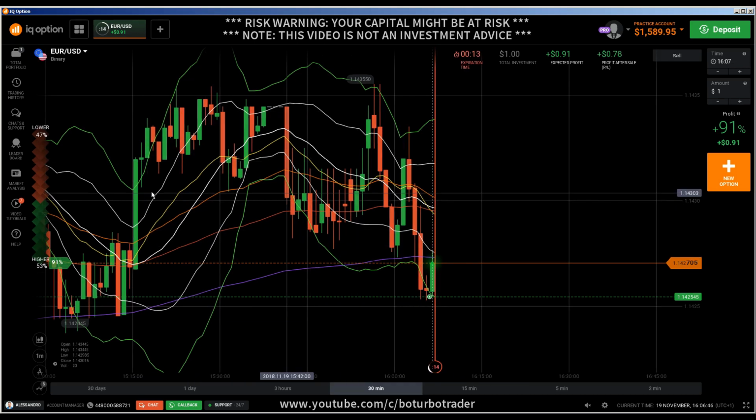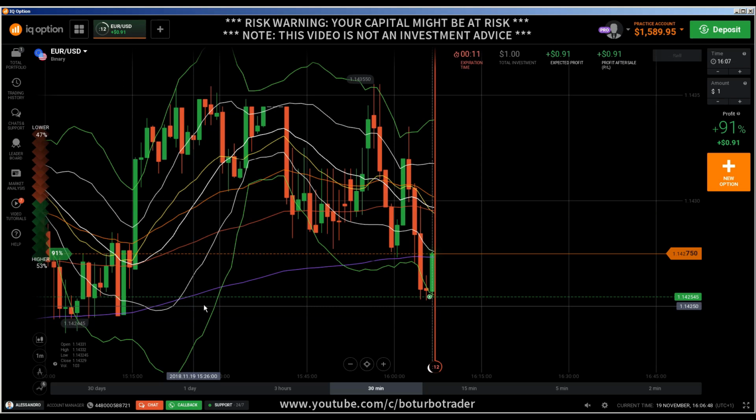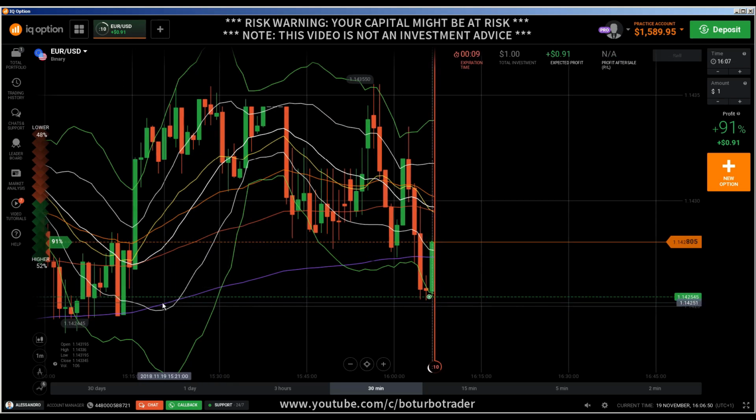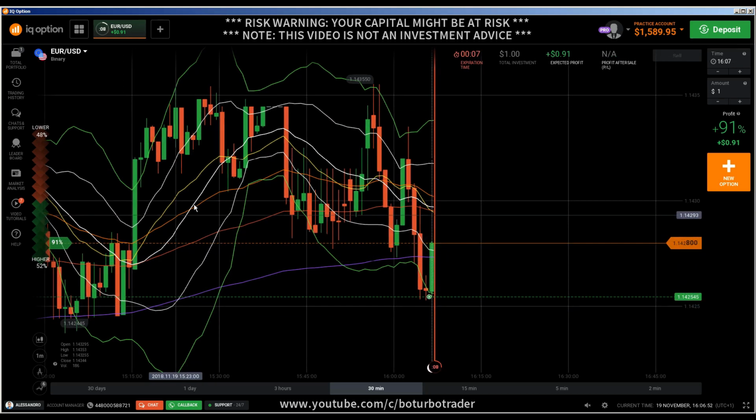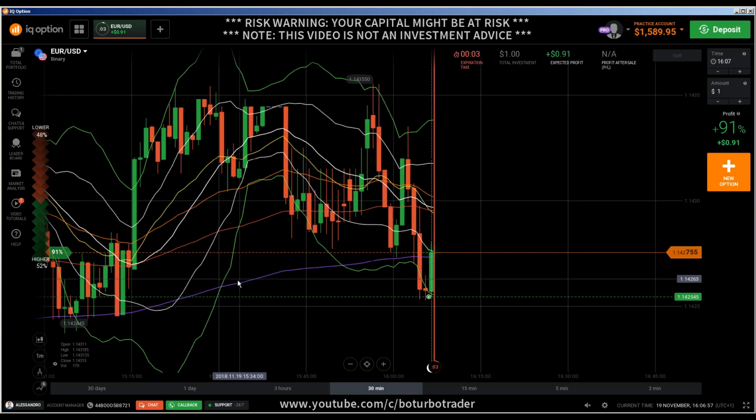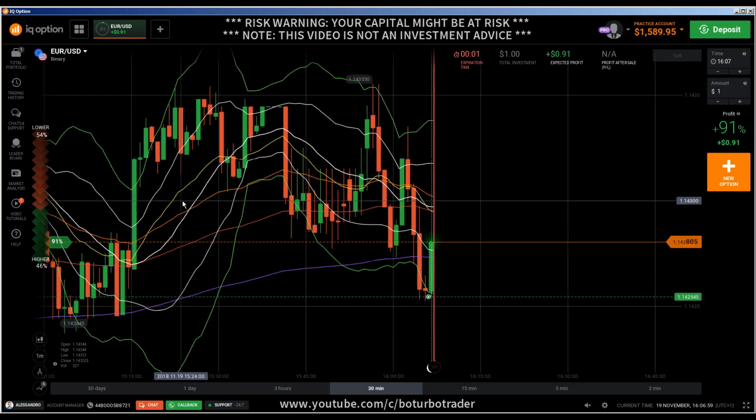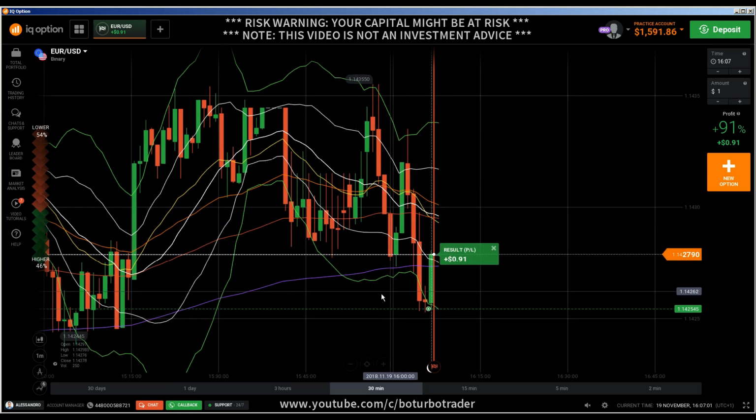We have here a ranging market. You see it's a little bit of an uptrend. We have a small uptrend because we have the 200, the 100, the 50, and the 20. This is the trend of the last 3 hours, but in general we have a ranging market, and that's also the reason why we get such huge candles.